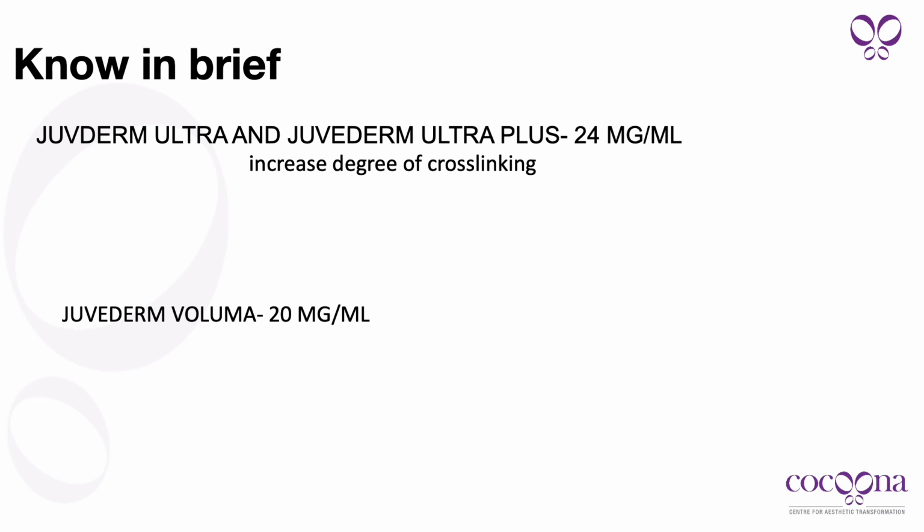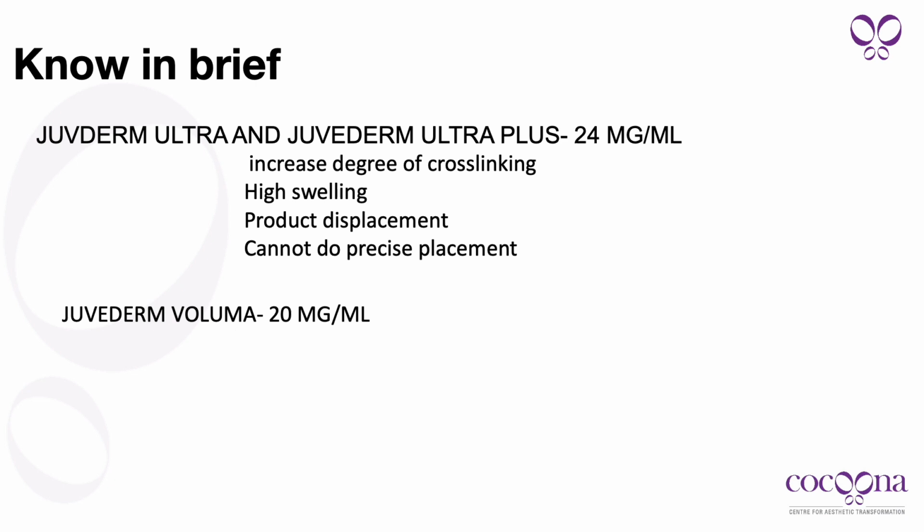Then the Juvederm group of fillers. Juvederm Ultra and Ultra Plus is still available, but was used more in the past. It used 24 mg of hyaluronic acid and had much more cross-linking. So although it lasted long, it had slightly higher risk of swelling. There was risk of product displacement, and so it was difficult to do precise placement, particularly in the nasolabial area, where the fillers could move out into the cheek or into the upper lip area.